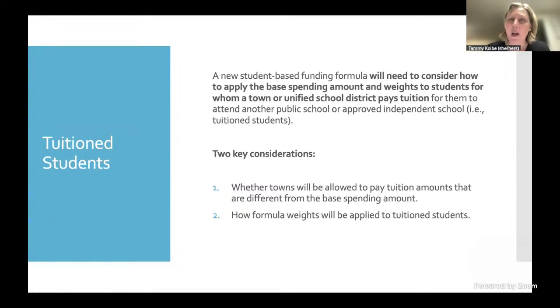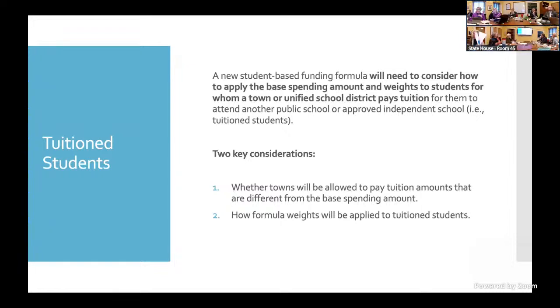Okay. And so the big decision we have to make is, how are we going to apply this base spending amount and weights to students for whom a town or unified school district pays tuition, right? And to either attend another public school or an approved independent school. And I'm just going to call them tuitioned students. My grammar check on my computer tells me that tuitioned is not a real word, but I'm going to make it up and call them tuition students.